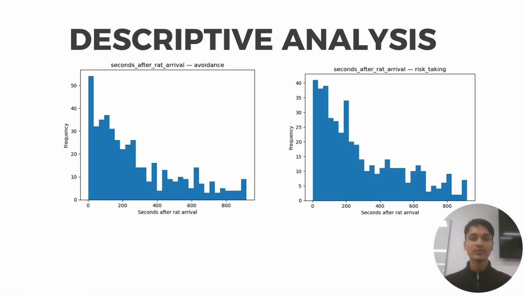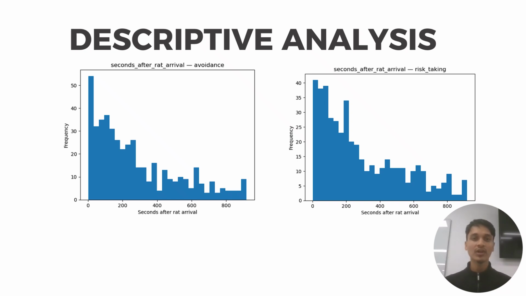The first histogram shows the time in seconds after the rat arrived for the group of bats that we call avoidance bats. What we can see is that most of their landings happen quite quickly, within the first 200 seconds. After that, the number of landings started to go down.